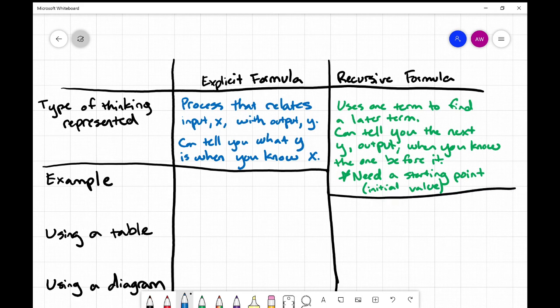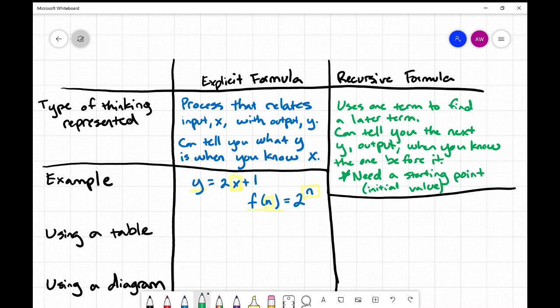An example for an explicit formula could be y is equal to 2x plus 1, or another example could be f of n, the function of n, is equal to 2 to the nth power. Those are both examples of explicit formulas. If you're given an input, which would be, in this case, x or n, given that input, you would be able to find the output, which is the y or the f of n.